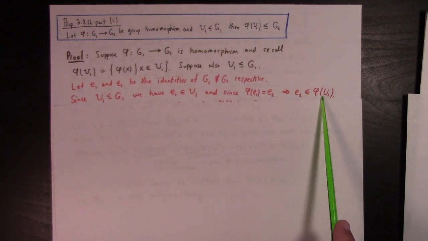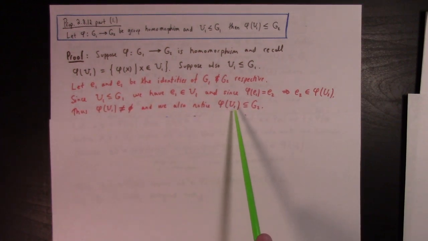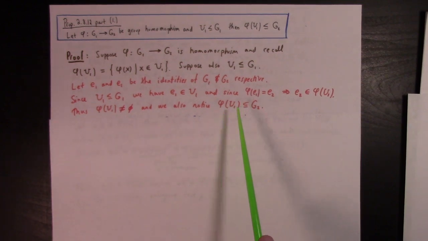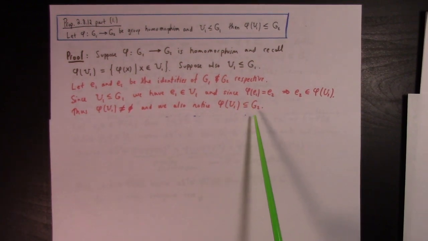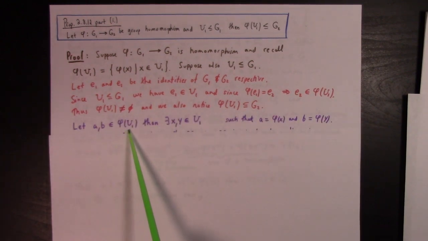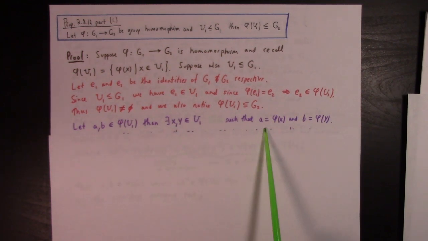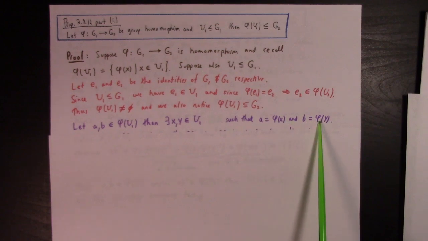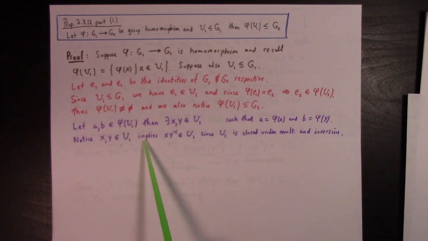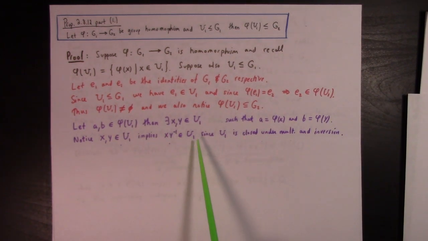That means E2 is in the image, which then says that the image is non-empty, and we should also notice, essentially from the definition, that the image is a subset of G2. So this means we can apply one of our subgroup tests, either the one-step or two-step. Let's see what I do. So pick A and B in the image. That means that there exist x and y in U1 such that A is equal to phi of x and B is equal to phi of y. But then, notice that x and y are in the subgroup, and since the subgroup is closed under multiplication and inversion, x y inverse is also in U1.